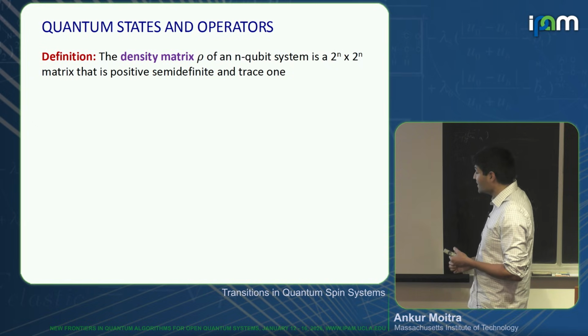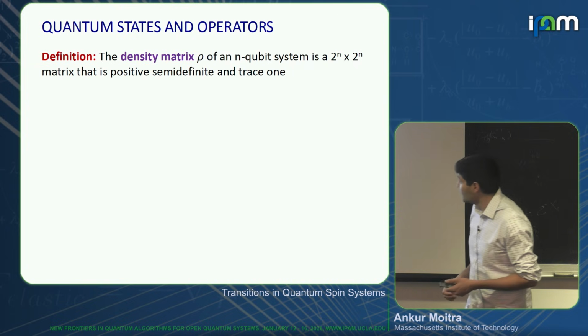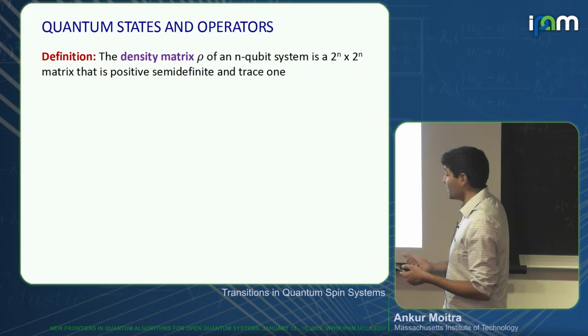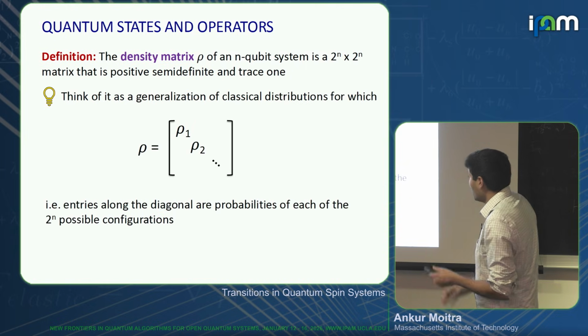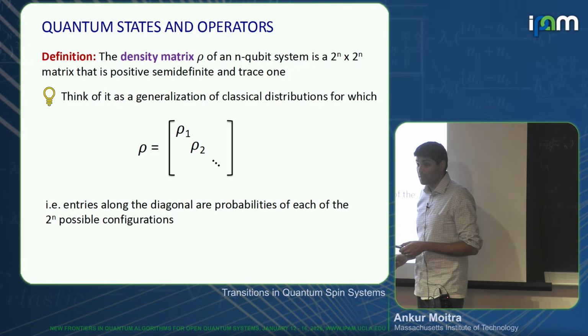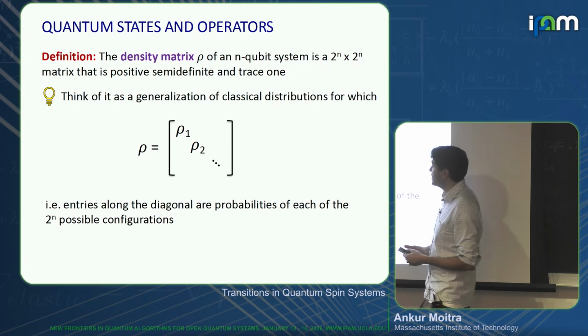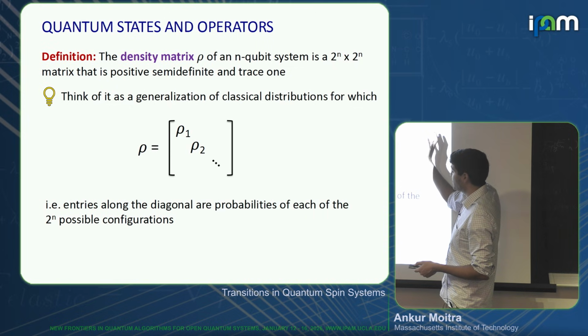So we all know what a density matrix is. For an n-qubit system, it's a 2^n by 2^n matrix. Of course, we require that it's positive semi-definite, and critically, it had better be trace 1. At least the way that I like to think about these is as a non-commutative generalization of classical distributions. Take a density matrix, 2^n by 2^n, positive semi-definite, trace 1.